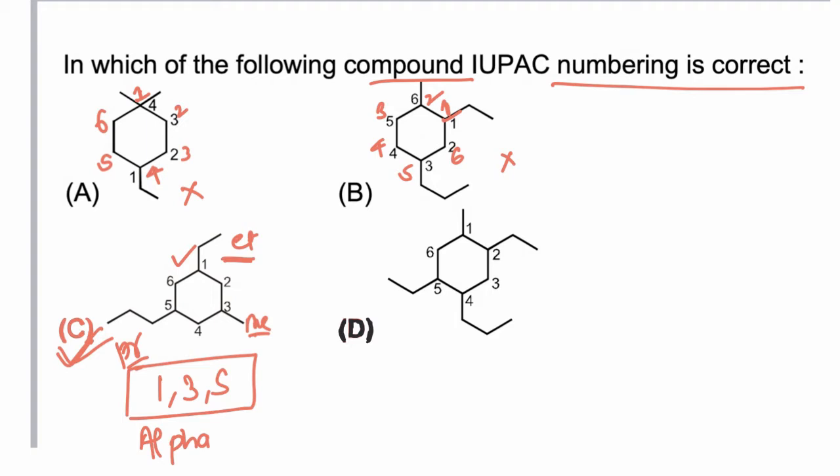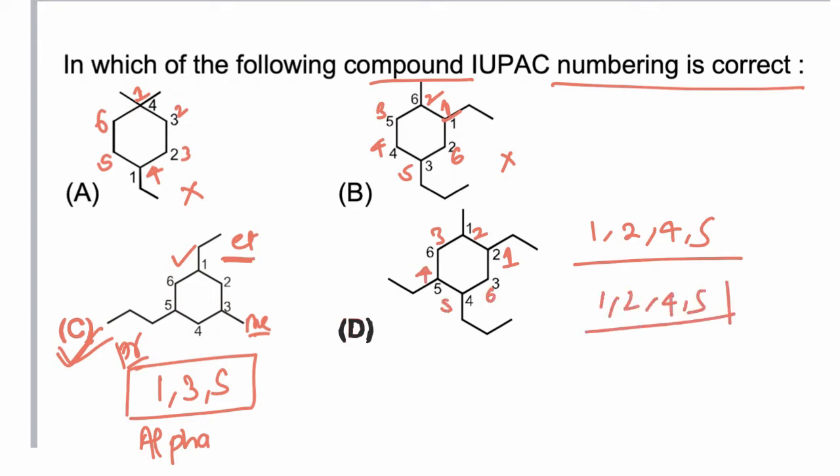In option D, the set of locants is 1, 2, 4, 5. Now if we give the first carbon to that carbon from which the ethyl group is attached, still the set of locants is 1, 2, 4 and 5. Now we have to decide from alphabetical order, and ethyl should be given higher priority over methyl. So this is not correct. 1 should be given to that carbon from which ethyl is attached. So the correct answer is C.